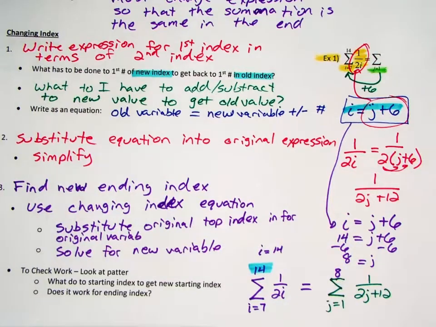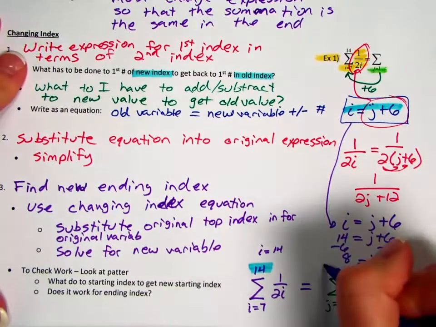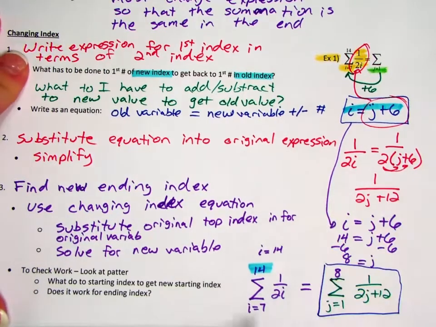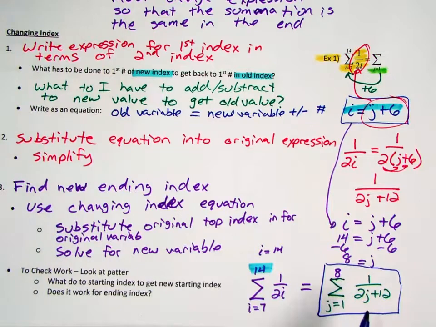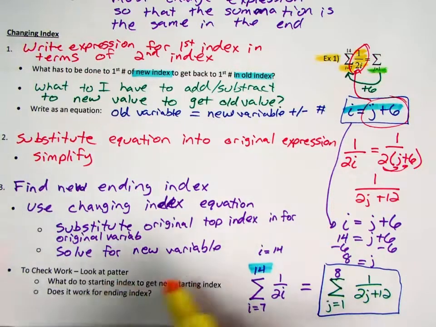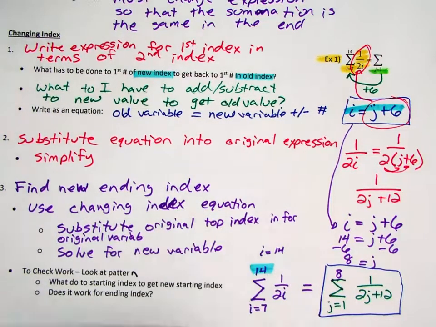Now, I know that my new summation actually is this. So if I were trying to go from an index of 7 to an index of 1, then this would be my new equation. And the way I always like to check my work at the end is to look for the pattern.